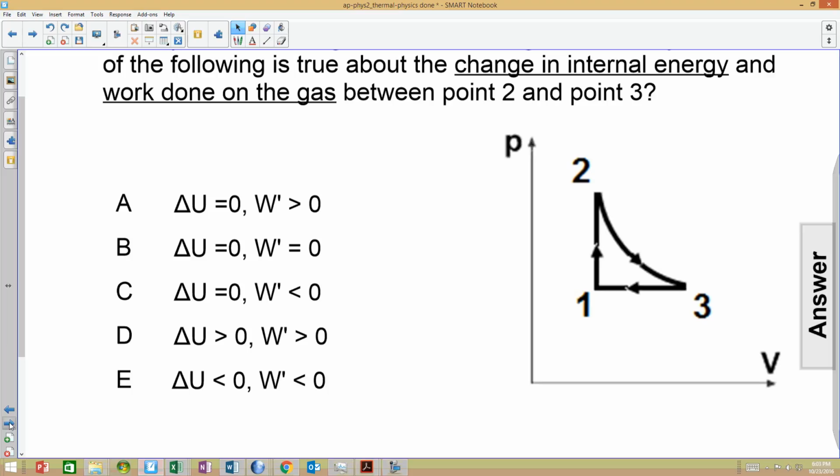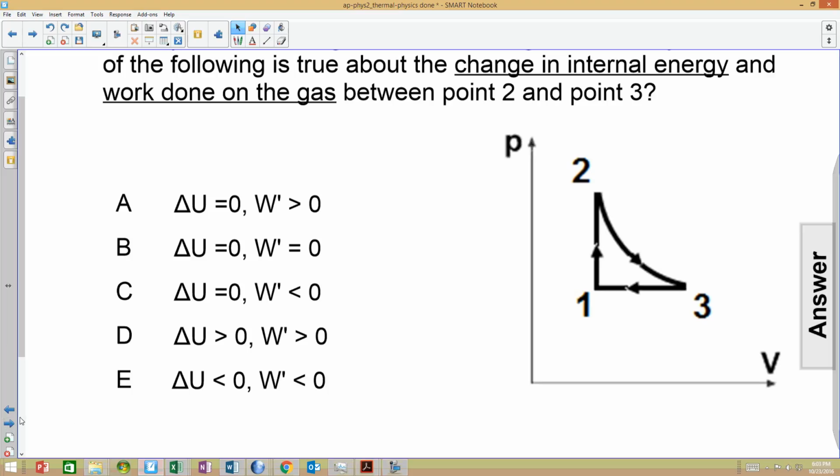C, the change in internal energy is 0. The work done by the external pressure is less than 0. D, the change in internal energy is greater than 0. The work being done on the gas is greater than 0. E, the change in internal energy is less than 0, and the work being done by the external force is less than 0.